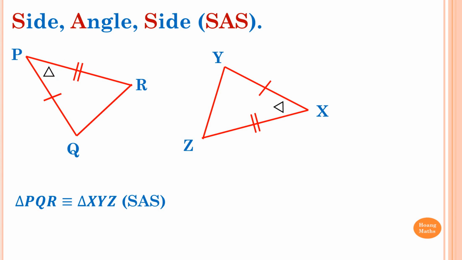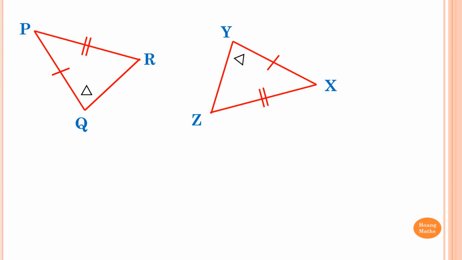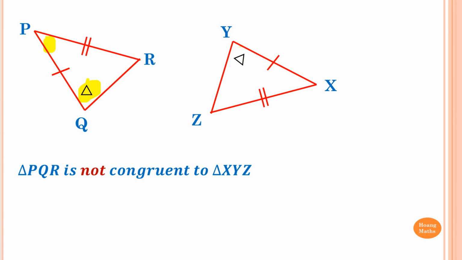Now, please take note of this. In order to use the SAS proof, the angle must be in between these two sides. Otherwise, they're not congruent. For example, these two triangles here, even though this angle and these angles are equal, and this side is equal to this side, and this side is equal, in order to have SAS, these two angles should be in here. So therefore, these two triangles are not congruent. Okay, so please take note of this.